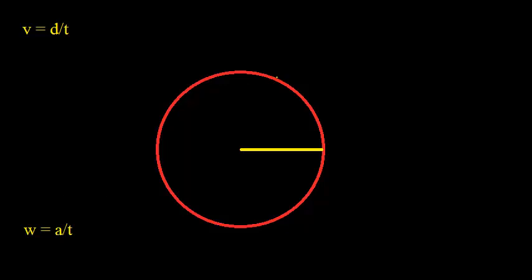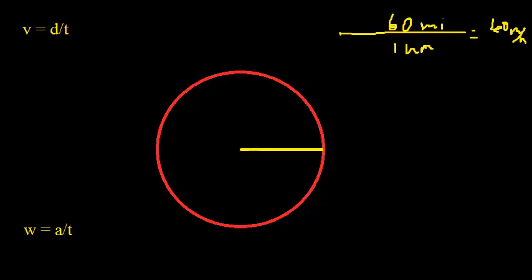Linear speed is what we're used to. If I travel some set distance, say 60 miles, and I travel that 60 miles in 1 hour, my velocity or my speed is my distance divided by my time, so I'm then traveling at 60 miles per hour.